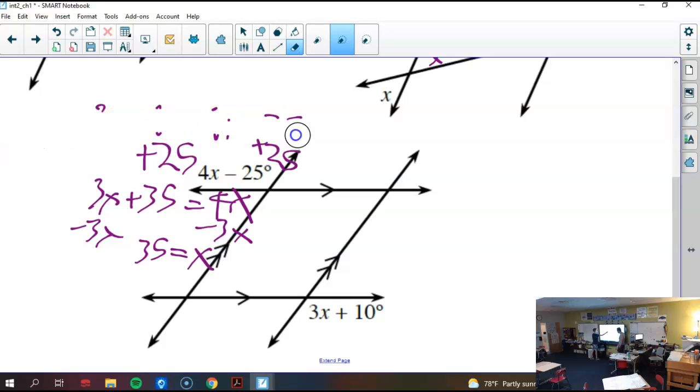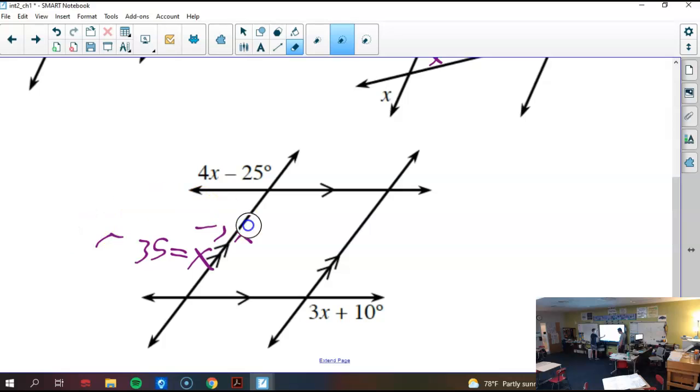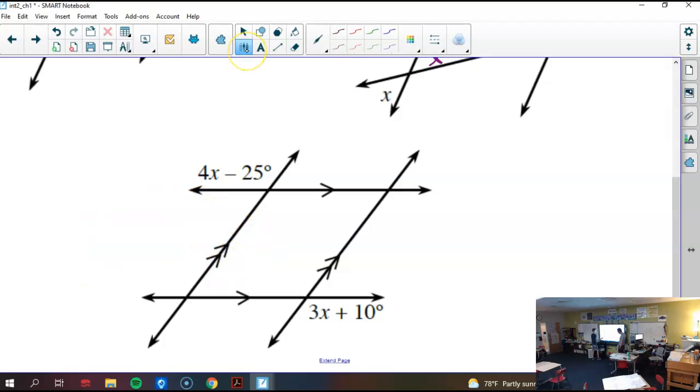Not solve for it. You already solved it. You have to solve for the angle measure. Okay, well, what's 3 times 35? 90, 105. So plus 10 more.